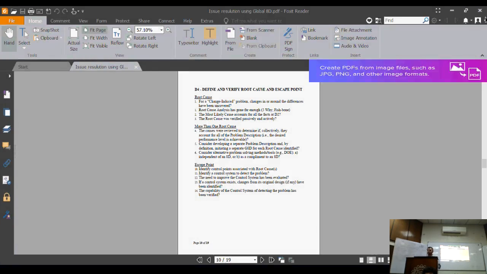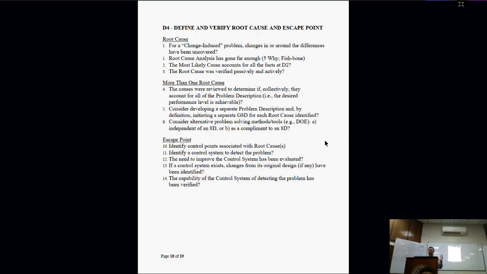You can call it more like the art of science. And we talk about D0 is your emergency response, D1 team formation, D2 issue identification, and recall it's not a symptom, you want to really get to the issue, and then internal containment actions, so that you can keep the line going, right?